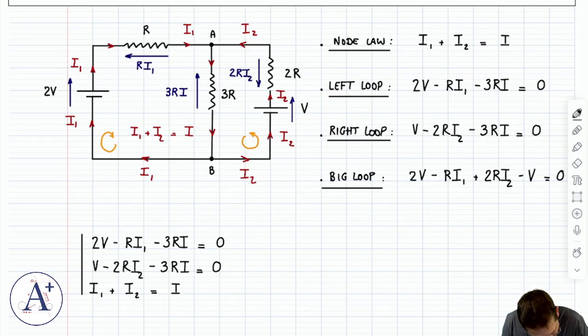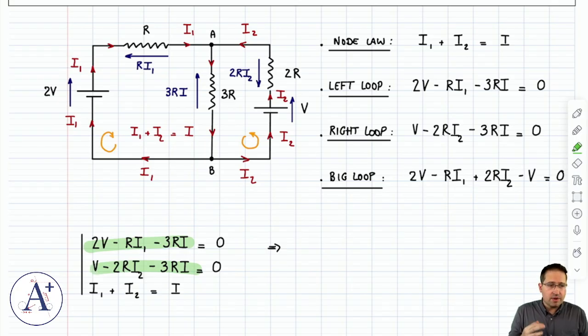So I have a problem when I want to solve this thing. I have these 2 equations here, but in these 2 equations I have all 3 unknowns. I have I1, I2, I3. Not cool. I would prefer to have 2 equations with 2 unknowns because I know how to deal with that.